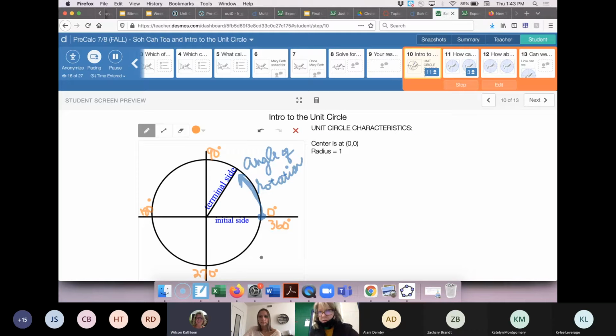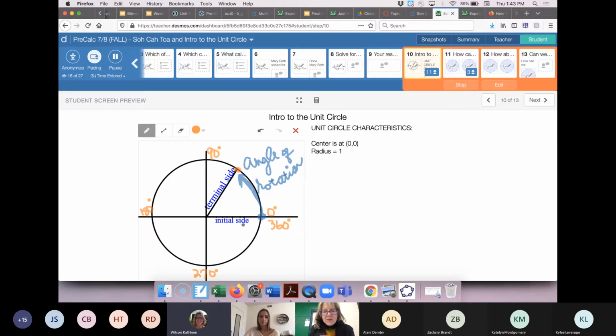Okay, so these locations on the unit circle, you need to get to the point where if I say 90 degrees, you're picturing the top of the circle. I say 180, you're picturing far left. 270 is at the bottom. You will know that quite quickly because we'll use these as benchmarks on the unit circle quite a bit. Our goal for today is that we can find the coordinates for any point on this unit circle. Like this point where this angle of rotation ended, I want to know the coordinates of that point. So our goal is to find a strategy to do that.